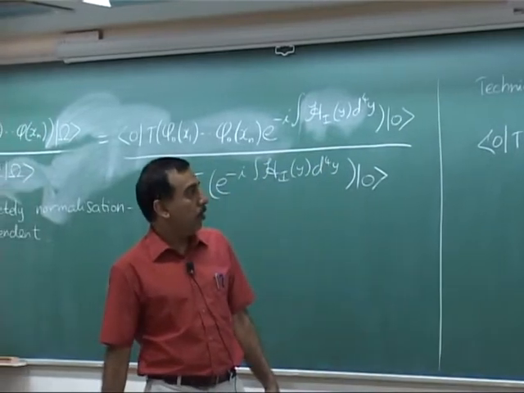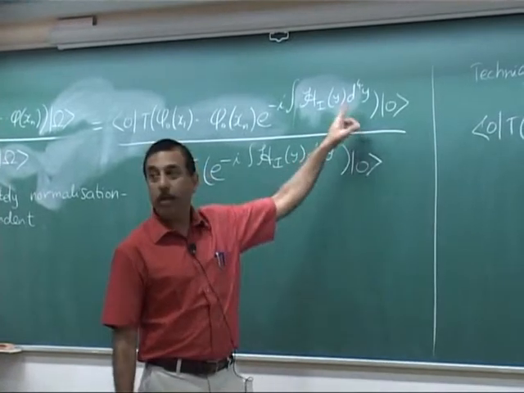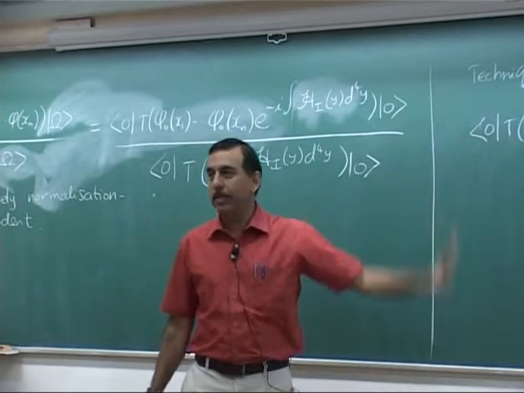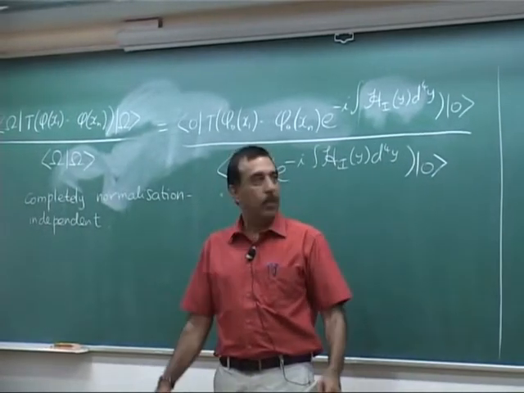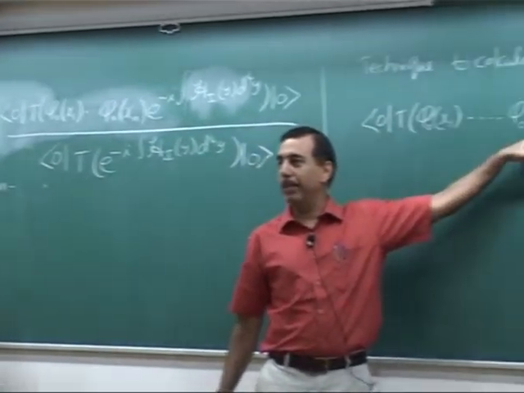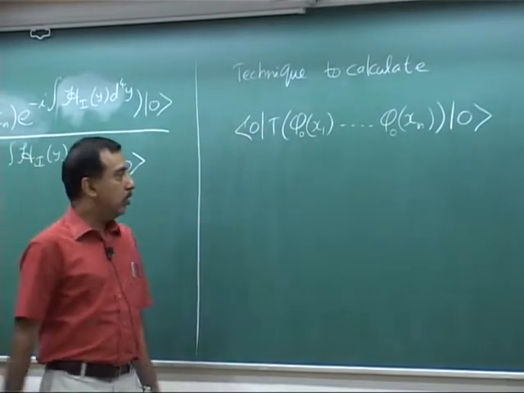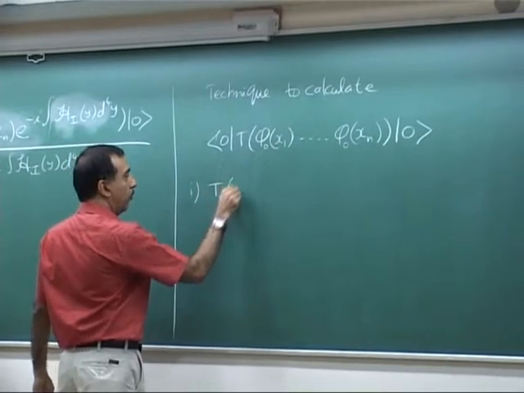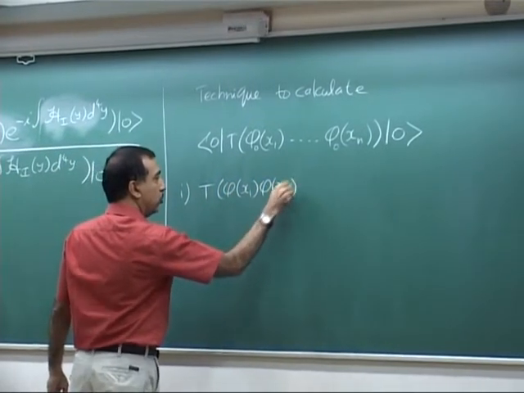But those are all words. Let's develop the techniques to calculate this and then worry about those other problems of coincident points. So for now, let's treat as if all these points are completely independent and separated. And these are all points in space-time, of course. All of them are time and space and they are inside a time-ordered symbol. So let's start step by step with the simplest one, T of phi of x1, phi of x2.